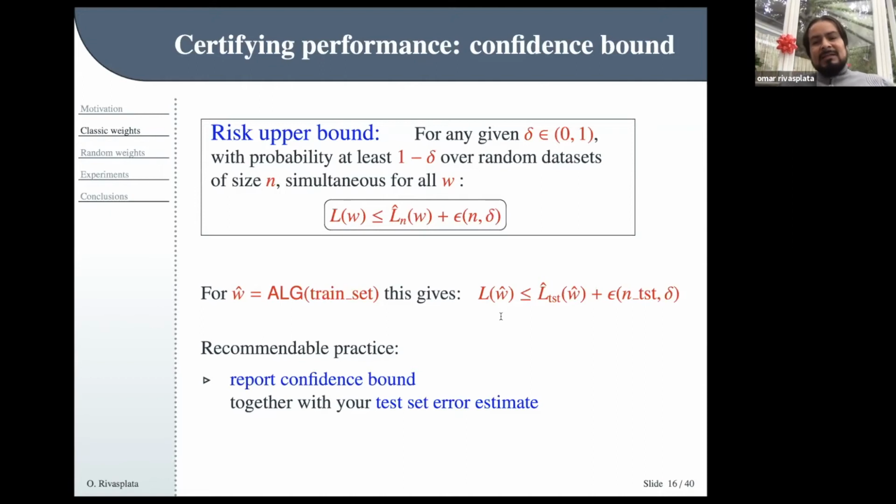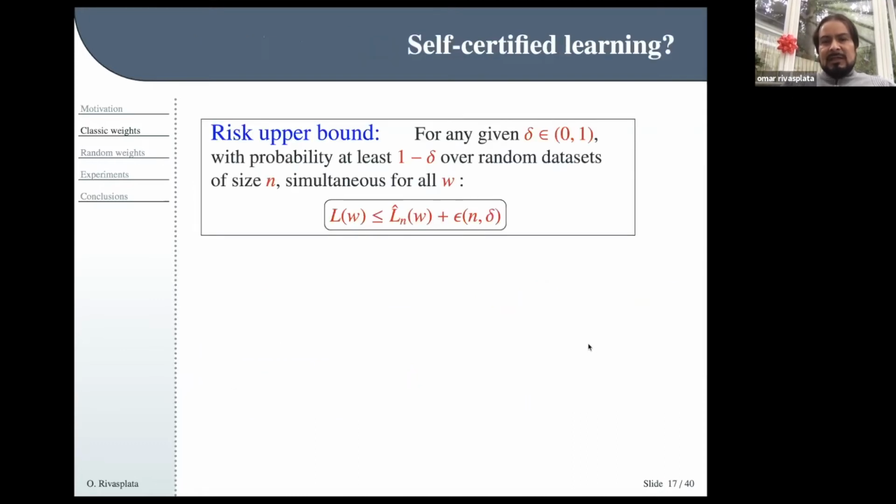I want to advertise here that it is a recommendable practice to report not just your single number, not just your test error, but also a confidence bound for the true error based on that point estimate. And one can also do another thing. This could be applying this risk bound to get a confidence bound on the true loss of the learned weight vector, where the weight vector could come from any learning algorithm, empirical risk minimization, regularized empirical risk minimization, whatnot. Another idea is you could use the upper bound itself to build a learning rule.